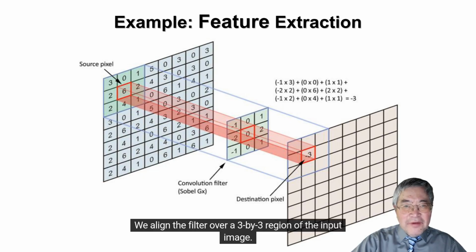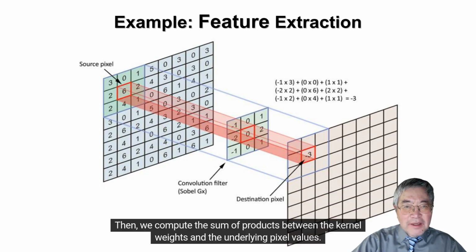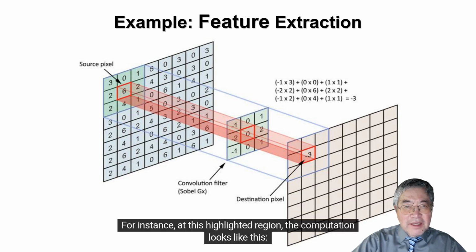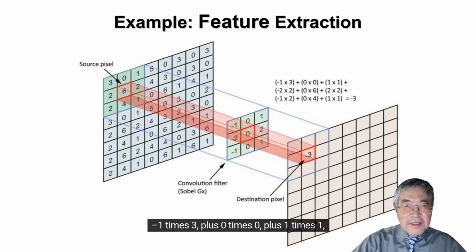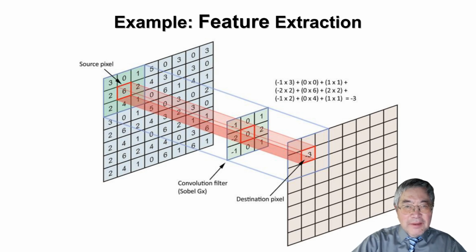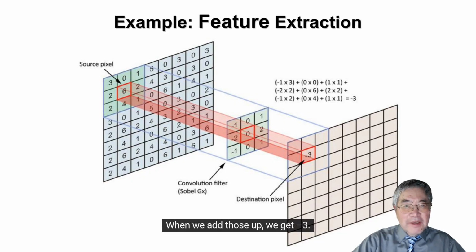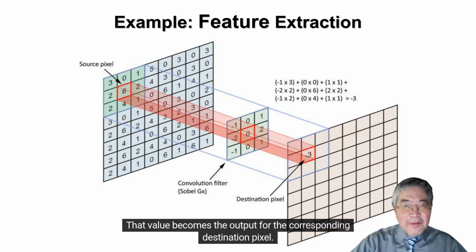Here's what happens. We align the filter over a 3x3 region of the input image. Then we compute the sum of products between the kernel weights and the underlying pixel values. For instance, at this highlighted region, the computation looks like this: 1 times 3 plus 0 times 0 plus 1 times 1 plus 2 times 2 plus 0 times 6 plus 2 times 2 plus 1 times 2 plus 0 times 4 plus 1 times 1. When we add those up, we get 3. That value becomes the output for the corresponding destination pixel.